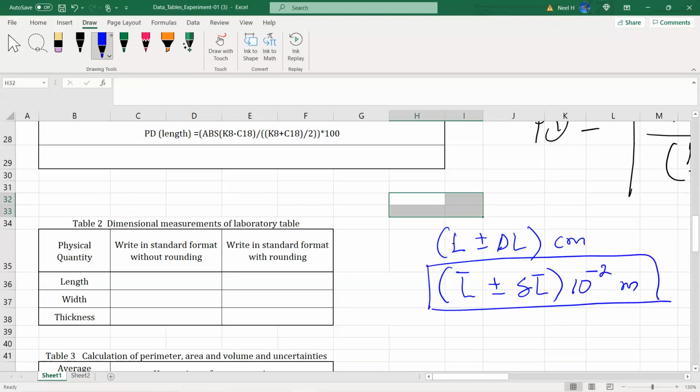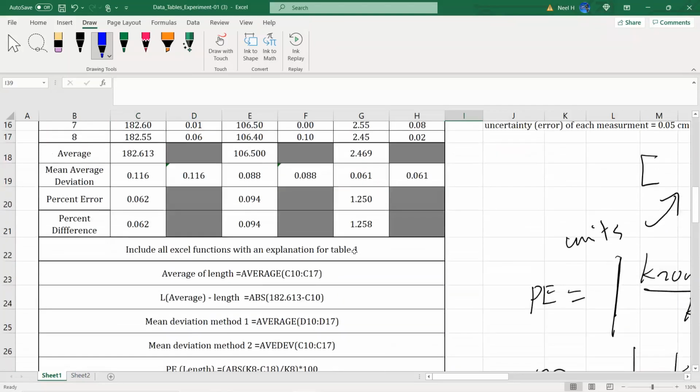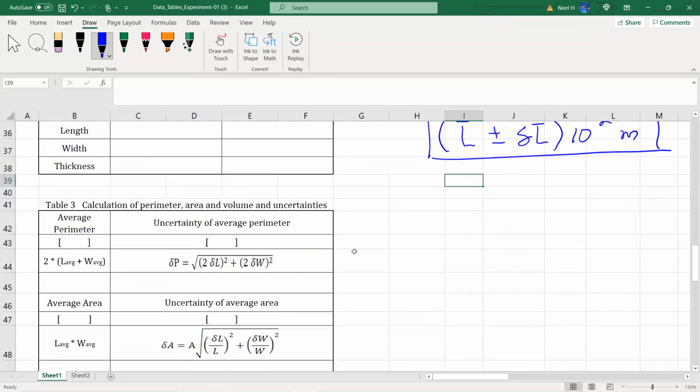Let's do that without rounding and with rounding in this table number 2. Now, when I want to write something this way, it's more like a mathematical formula. In Excel, you could write the numbers directly. For example, for the average, which we got as 182.613, you can write parentheses 182.613, then plus or minus, and the error is 0.116, then close brackets, 10 to the power minus 2 centimeters. That's one way, nothing wrong, but it doesn't look nice.